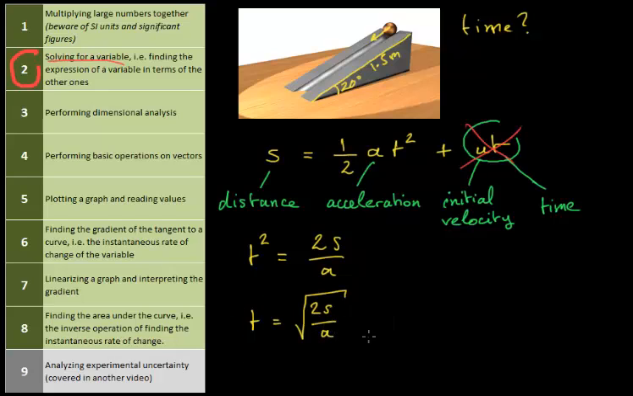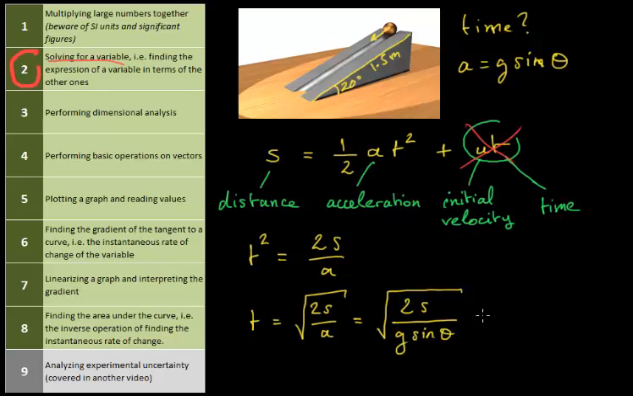Now I'm almost ready to plug in numbers and solve my equation, but the problem is that I don't know the acceleration, and that you'll also learn later. But when an object is rolling down a plane, the acceleration is equal to g times the sine of the angle of inclination. So here I have t in terms of distance and acceleration. Well, I also have to put acceleration in terms of things we know, meaning gravity and the angle of inclination. So I obtain t is equal to square root of 2s divided by g sine theta, where theta is the angle of inclination.